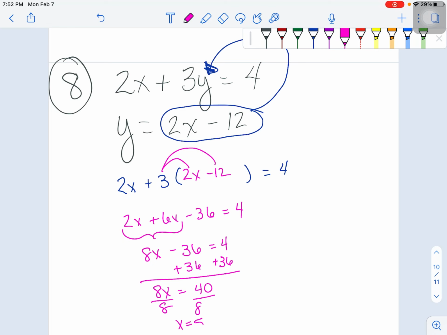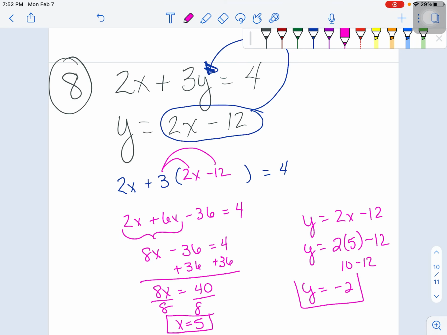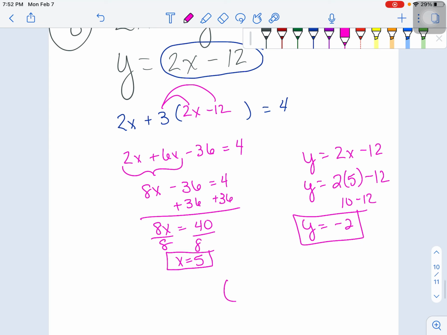x is 5. They don't want you to stop there. They want you to find the y as well. When it's got an x and a y in the equation, you need to find both. So we're going to plug in, into our equation that says y equals 2x minus 12, the 5 for x. So this is 10 minus 12, which is negative 2. So my solution is 5, negative 2.